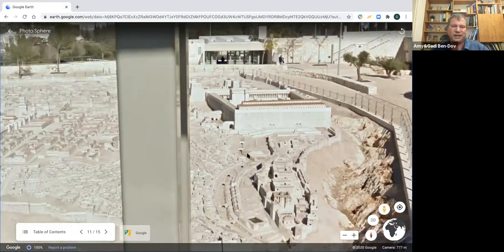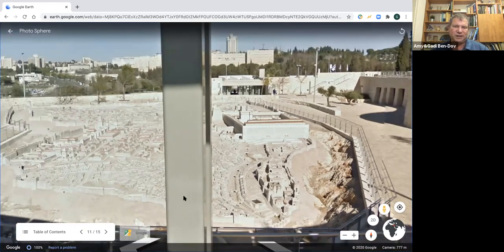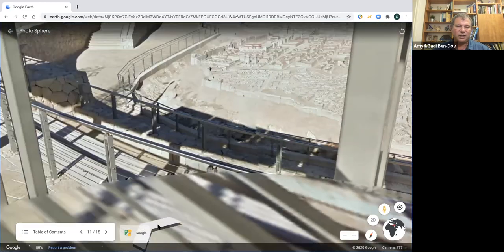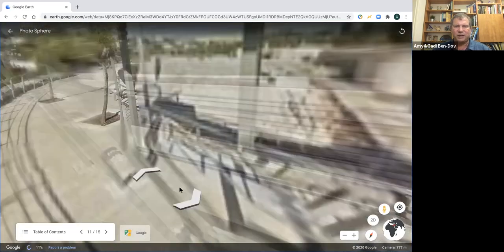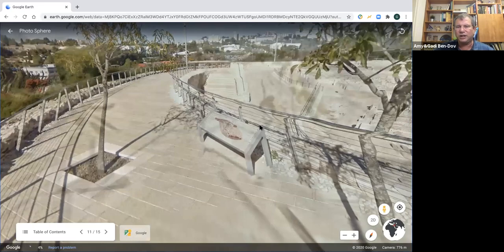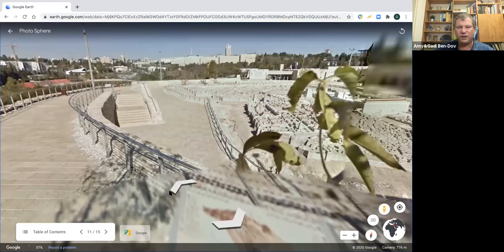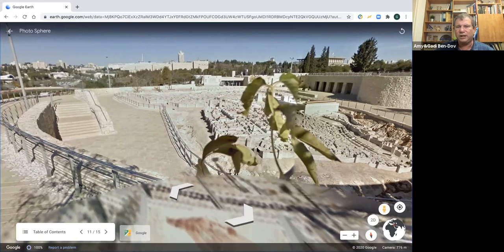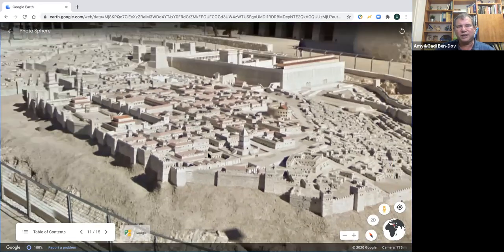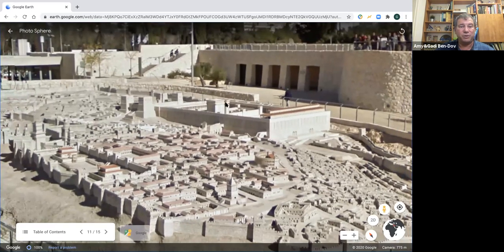But obviously, as time went on and the city expanded, you can see how big the city is and how much it expanded over here. So we're going to continue to go around here. Here's another view of the temple once again. The temple and the area of the Temple Mount that still exists today.